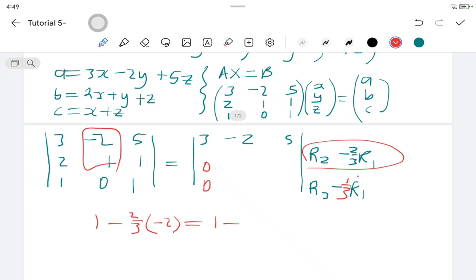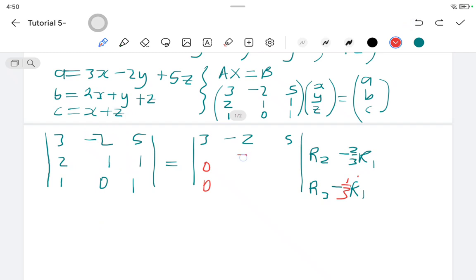This will be 1 minus, let me get a calculator fast. 1 minus 2 over 3 times minus 2. This will be 7 over 3. Then the second one, it's 1 minus 2 over 3 times 5. So this will be minus 7 over 3. So I have 7 over 3 and minus 7 over 3, right? So let's cancel out. And minus 7 over 3.